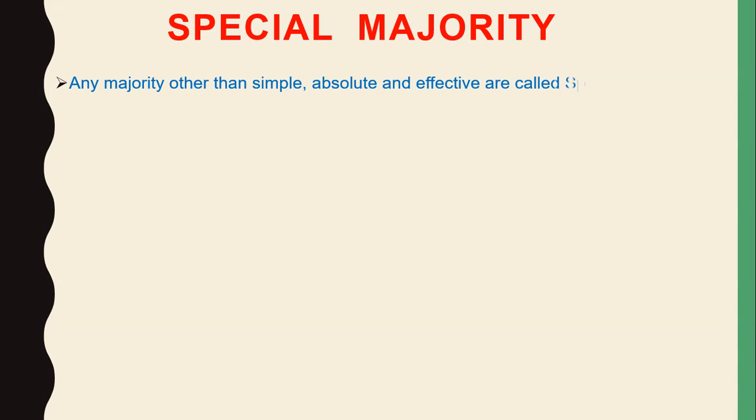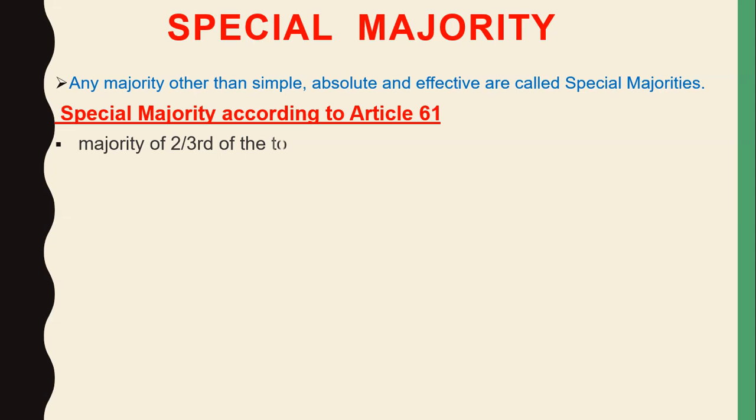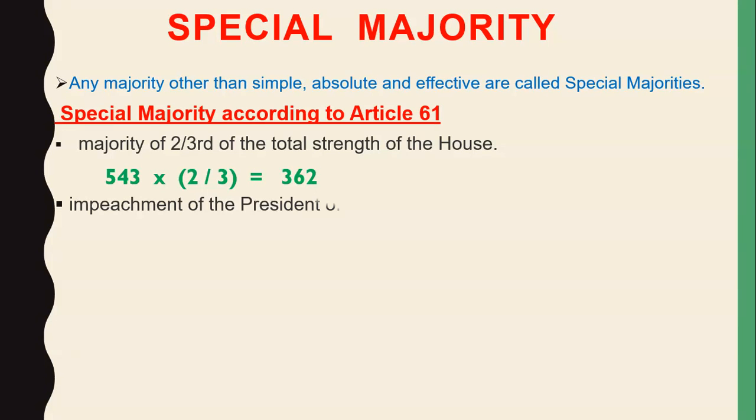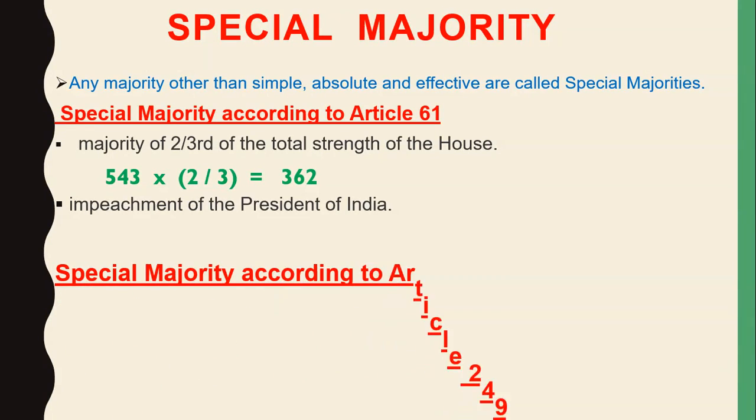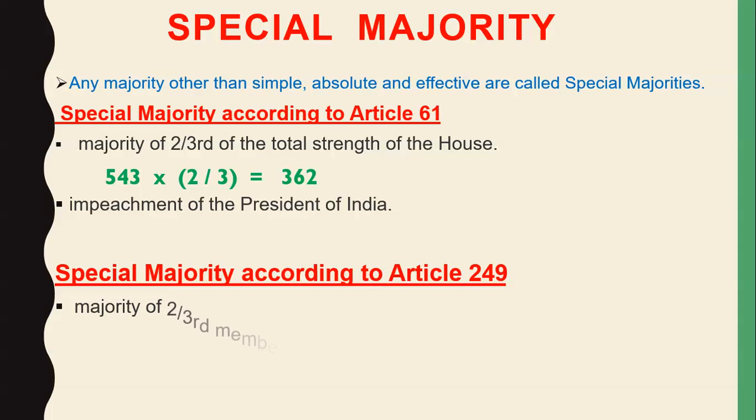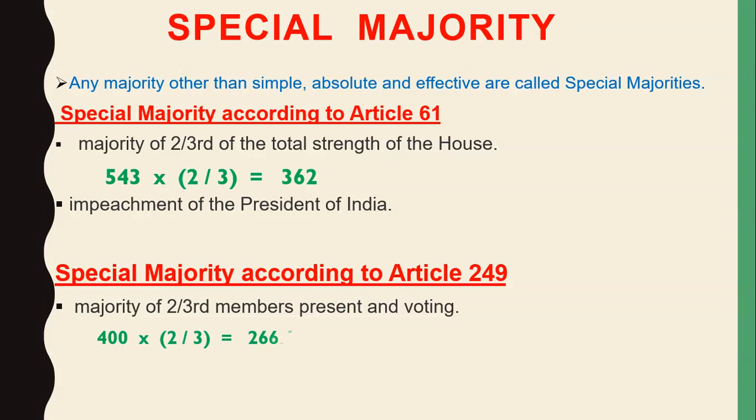Now friends, then comes special majority, and it is also very important. So what is special majority? Any majority other than simple, absolute and effective is called a special majority. Any majority which is not simple, not absolute, not effective, all these are special majorities. Now special majorities are further divided. For example, the first type of special majority is special majority under Article 61.